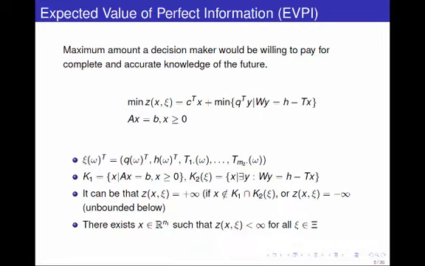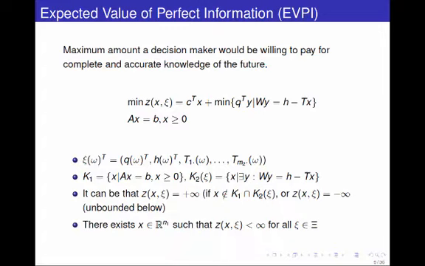Okay, the convention is that if we make a first stage choice that is either not compatible with first stage constraints or not compatible with second stage constraints for a certain realization, then z becomes plus infinity. And if we can also find a way to push our costs to minus infinity, it's possible to have an unbounded below problem.